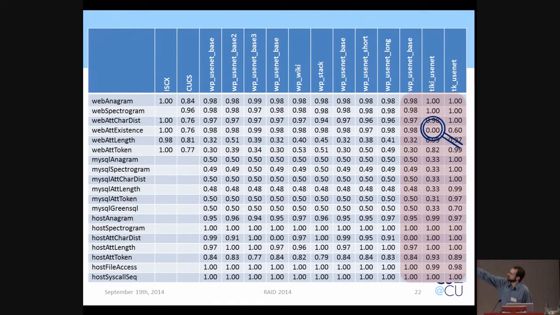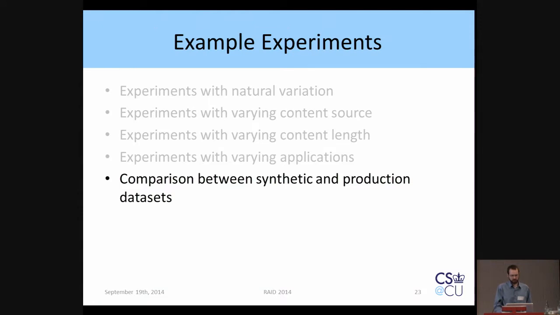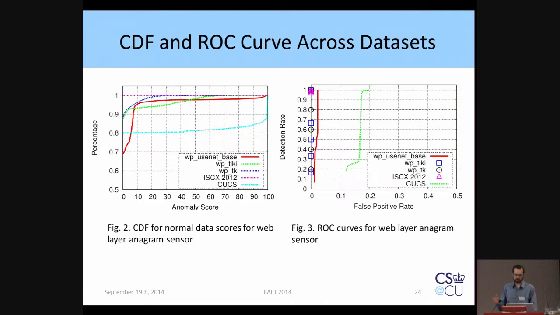On the far left, you can also see the CUCS data set, which is a production data set that we collected on our department web server. So you can see some comparison there. That's the type of data you can generate with this kind of framework, comparing our synthetic data sets to a real production data set.